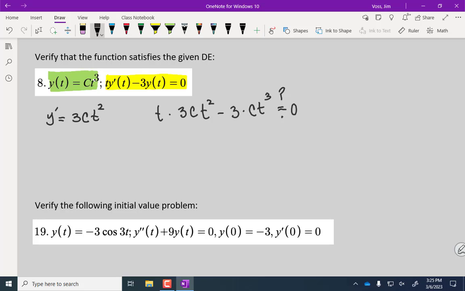There we go. So now on the left here we have 3c times t cubed. On the right here we have 3c times t cubed. We're subtracting, so yeah, we get 0 equals 0. So that checks. That means it is in fact a solution.